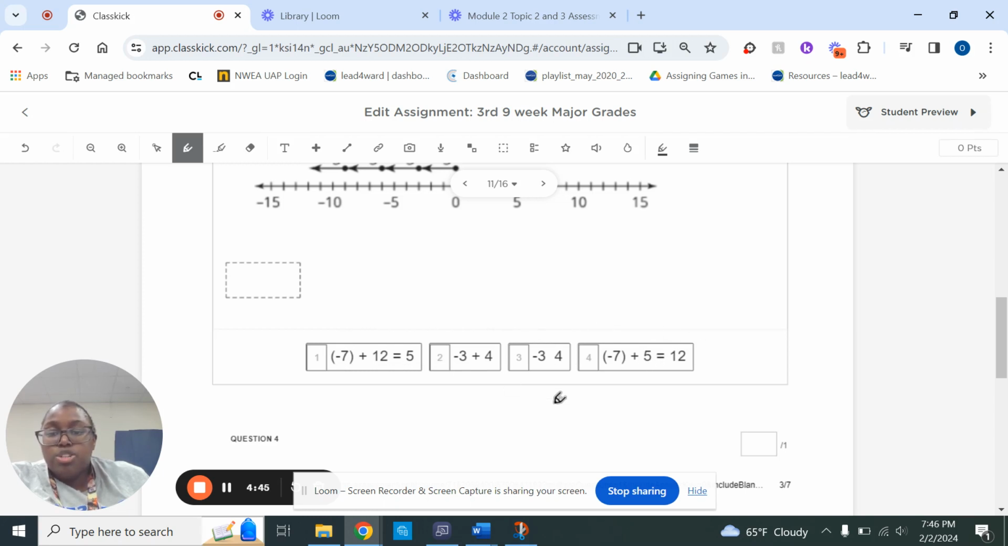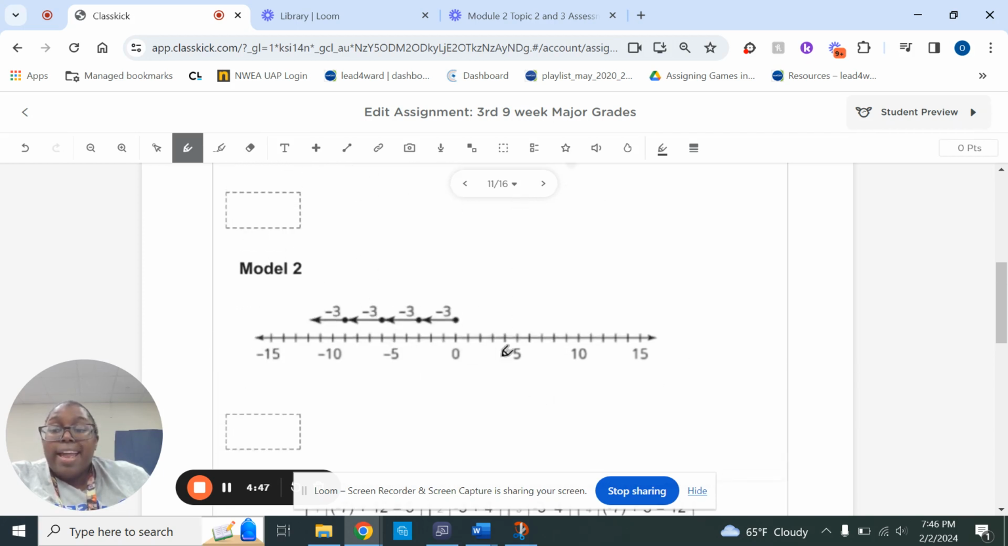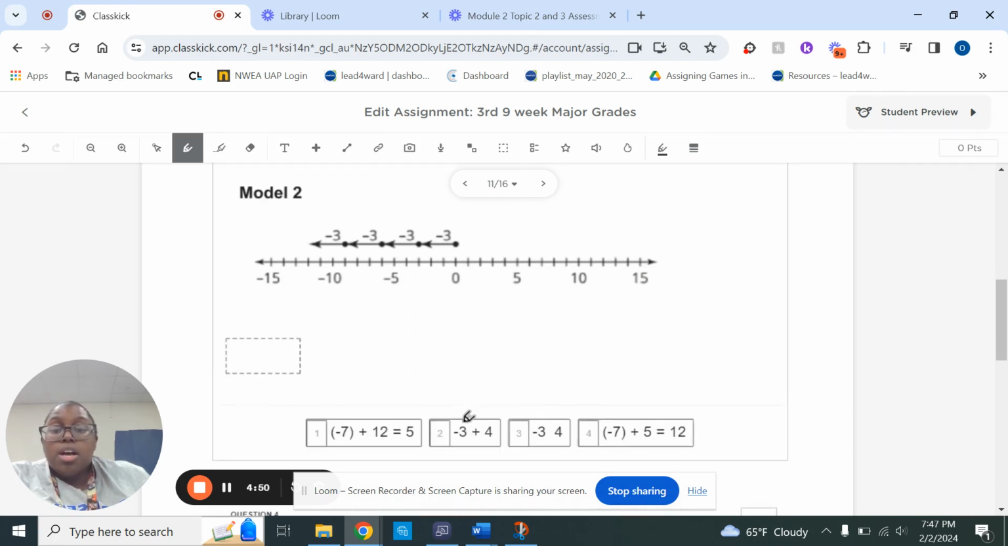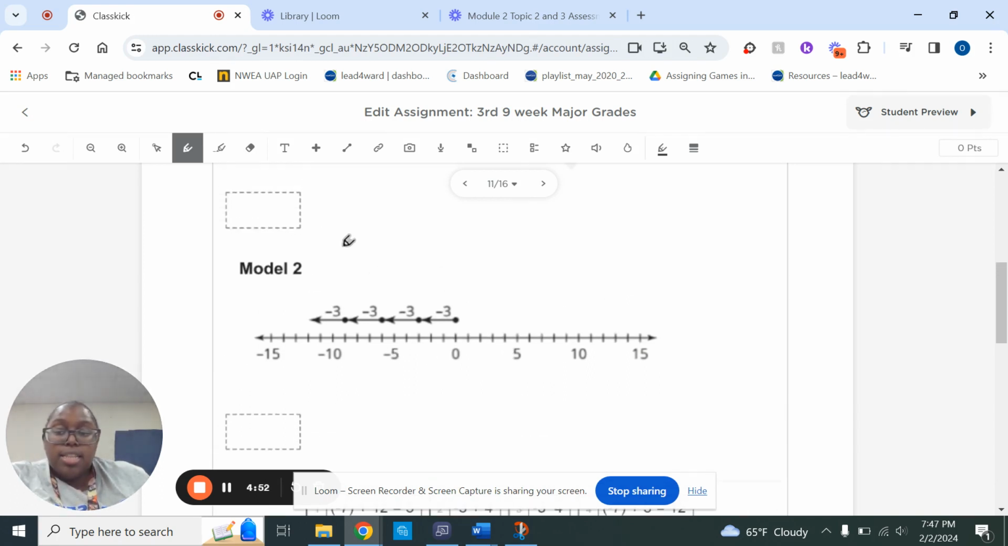You would click on the one that you want and then drag it here. If you're having a hard time dragging, click the one you want and then click in the space and it will move it automatically, because sometimes this is kind of hard to do when you have to scroll back up on the screen. But click on the answer you want, click in the space, it'll put it there for you. All right, let's look at model 2. We started here, we went this amount, then we went this amount, then we went this amount, then we went this amount and stopped.